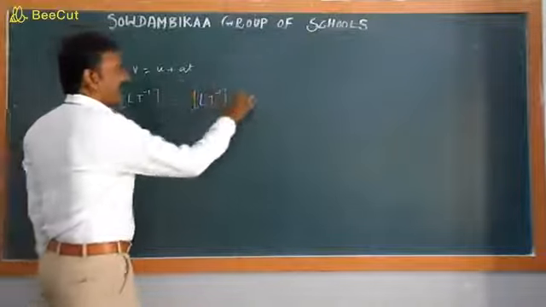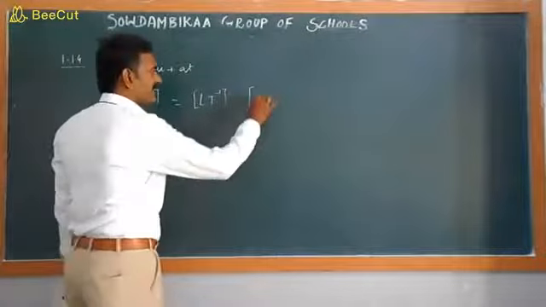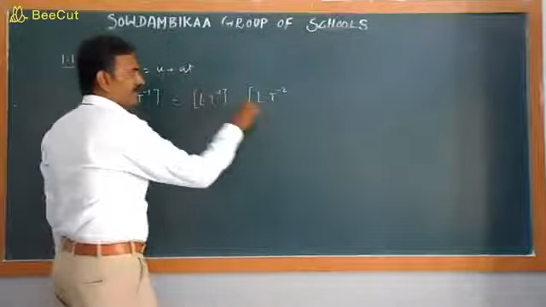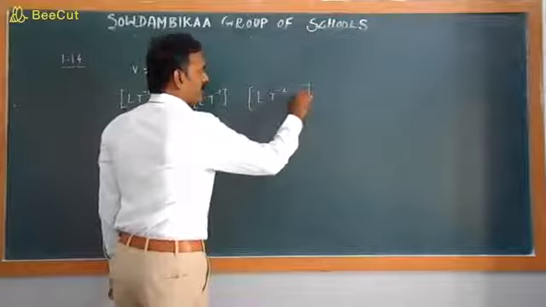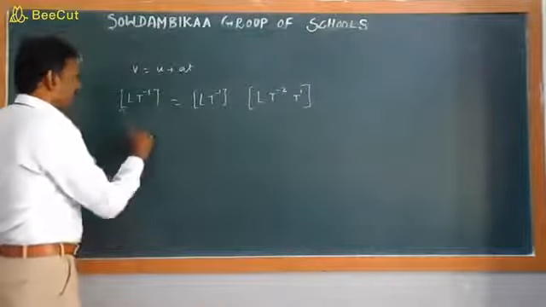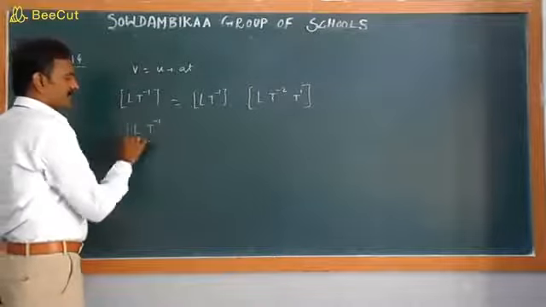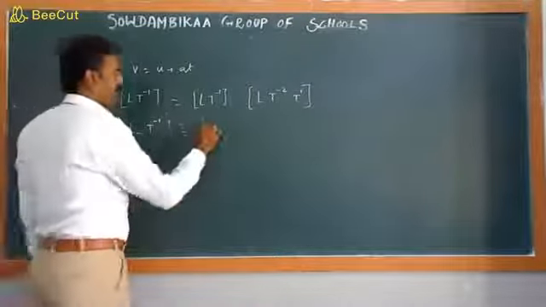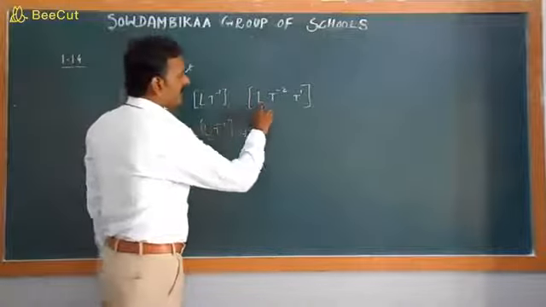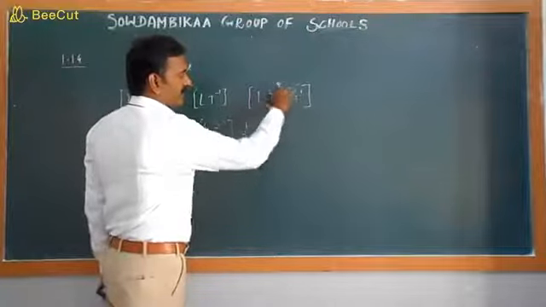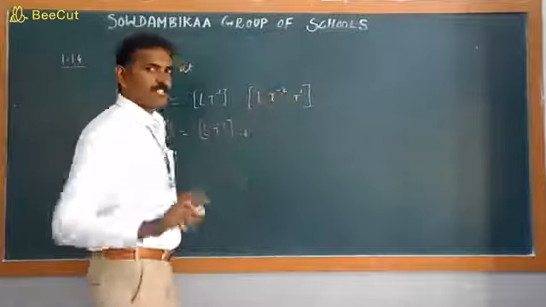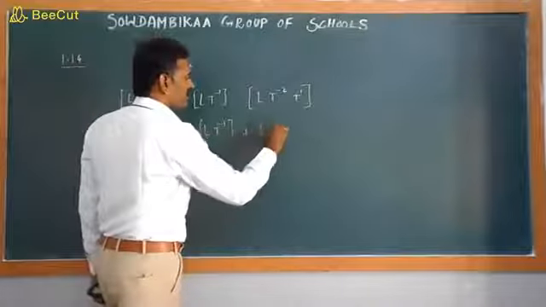Then the dimensional formula for acceleration is L t power minus 2. Here is a t, or t power 1. At the time of simplification, L t inverse is equal to L t inverse plus t power minus 2, t power 1. At the time of product, you have to add these powers. So, minus 2 plus 1 is equal to minus 1. So, L T inverse.